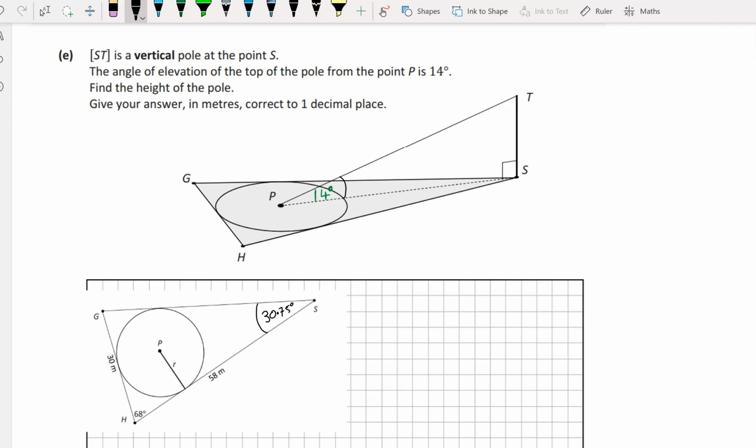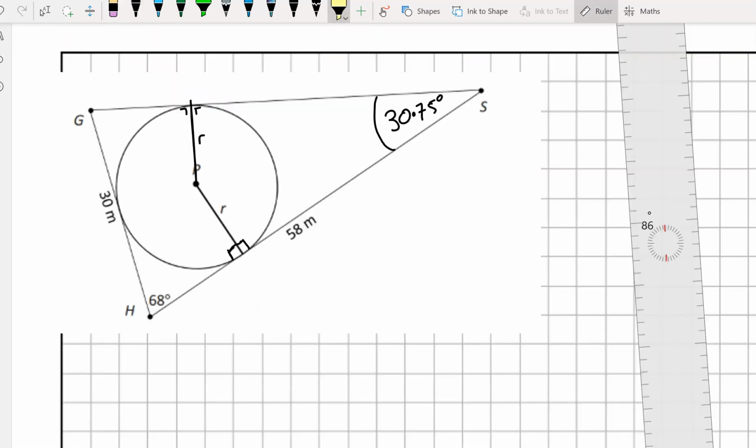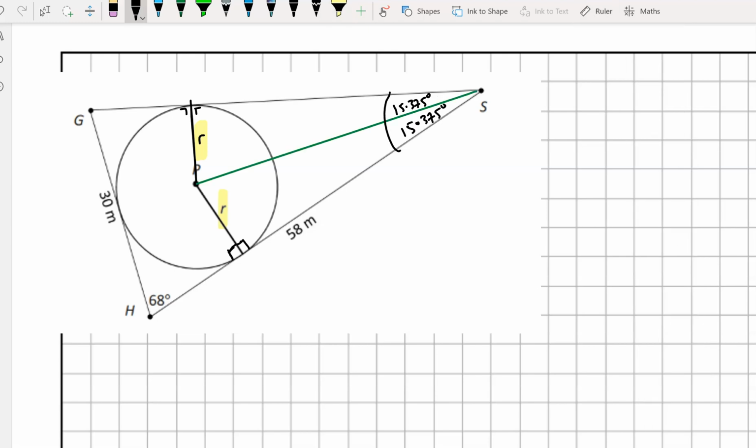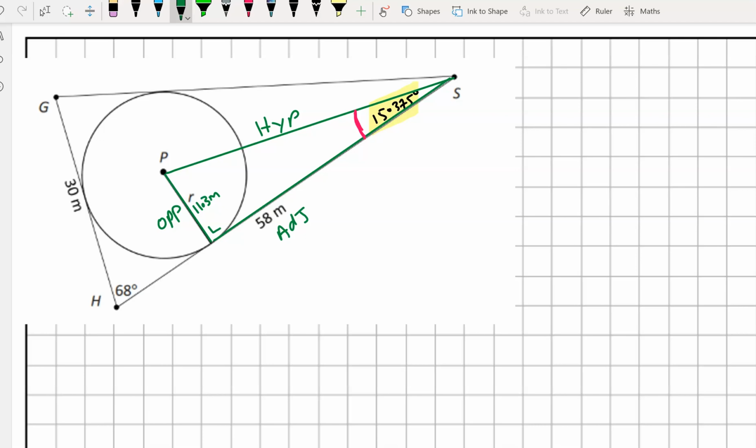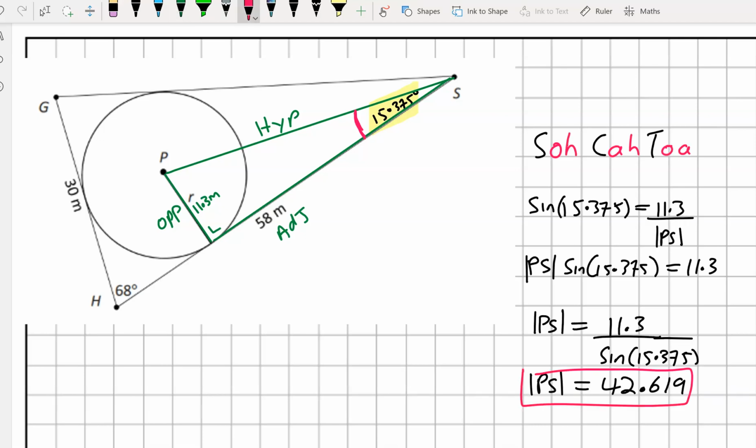Part E, we have to find the height of the pole S to T. The point P lands equidistant from the line SG and SH, which means it's on the bisector of the angle between the two. Which means it chops the angle into 15.375 degrees apiece. We also know that OR is 11.3 meters. With 15.375 degrees as my angle, I name my sides opposite, adjacent, and hypotenuse. And I use SOHCAHTOA to find the length from P to S. Sine is opposite over hypotenuse. Rearranging the formula gets the distance from P to S is 42.619.